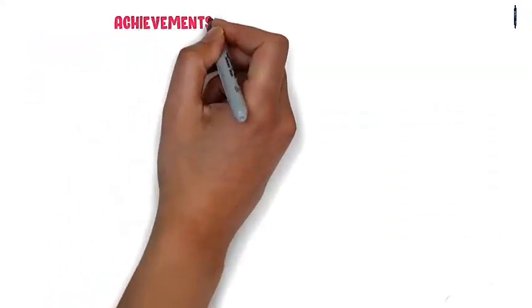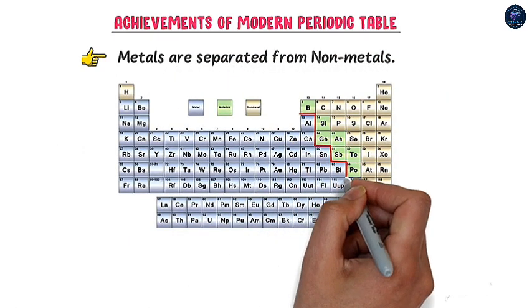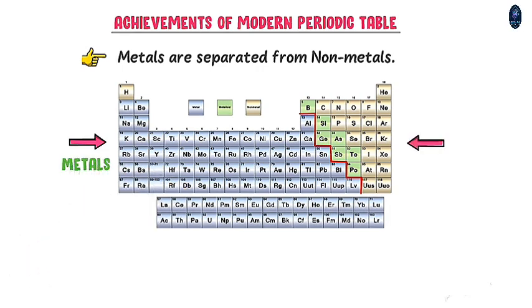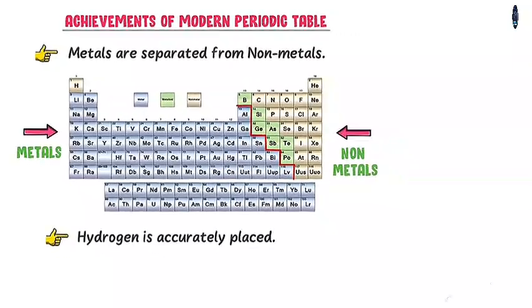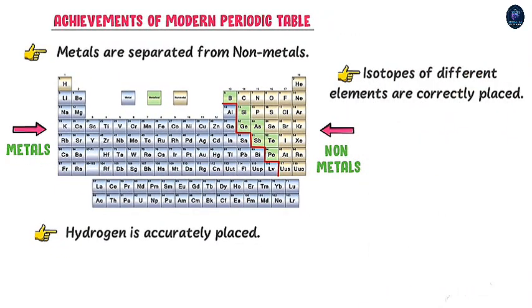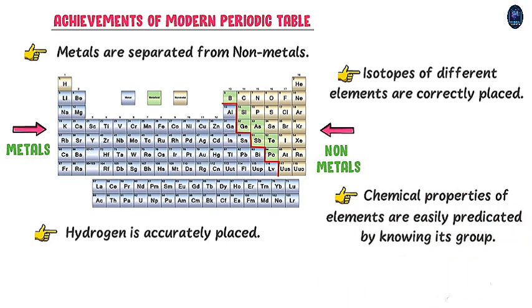Finally, let me discuss the achievements of the modern periodic table. Firstly, metals are separated from non-metals. For example, on this side, all these elements are metals, and on this side, all these elements are non-metals. Secondly, hydrogen is accurately placed in the modern periodic table. Thirdly, isotopes of different elements are correctly placed in the modern periodic table. Fourthly, we can easily predict the chemical properties of elements by knowing their group. I hope that you have learned all about the modern periodic table.